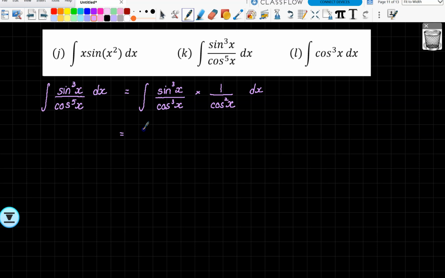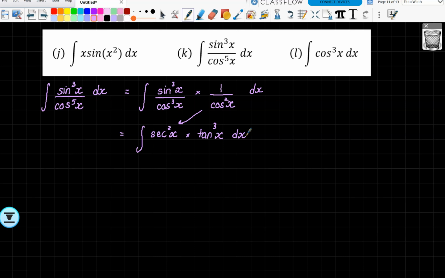So it might still be a little bit unclear and go, why are we doing this? Well, 1 over cos squared is actually sec squared x. So that one there is sec squared x, and sine cubed over cos cubed we know is tan cubed x. I don't know why I switched those over, but anyway, getting a bit excited.